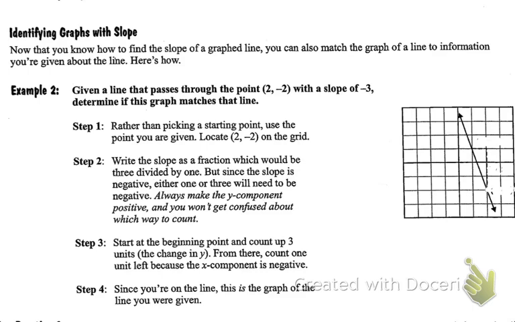Now that you know how to find the slope of a graphed line, you can also match the graph of a line to information you're given about the line. Here's how. Example 2. Given a line that passes through the point 2, -2 with a slope of -3, determine if this graph matches that line. Step 1. Rather than picking a starting point, use the point you are given. Locate 2, -2 on the grid.